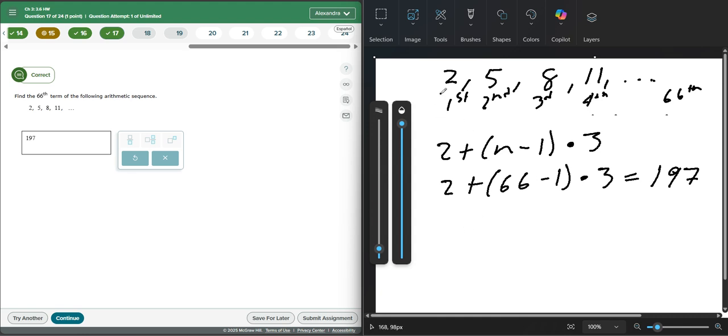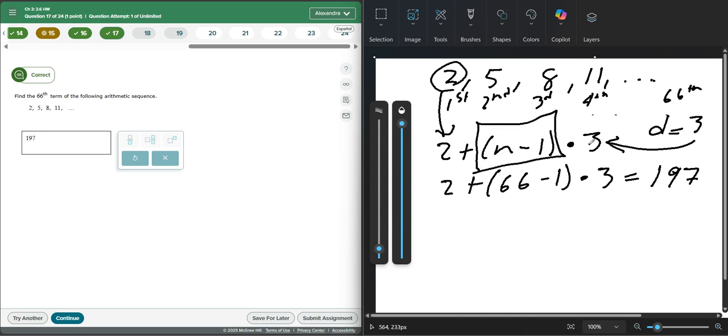Okay, so the first term is already given to you. You plug it in right here, and then you have to figure out what the difference is, what d equals. Remember, d for the difference between this number and this number is 3. So this is where you get the 3 from. Okay, it's already been 6 minutes, so I'm going to stop it. And then you're going to use this n minus 1, put it in the middle, and you have your function.